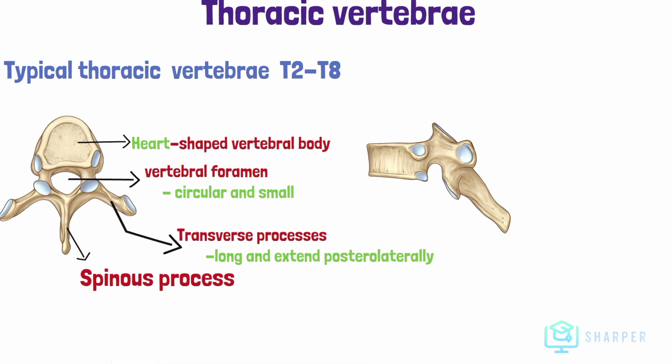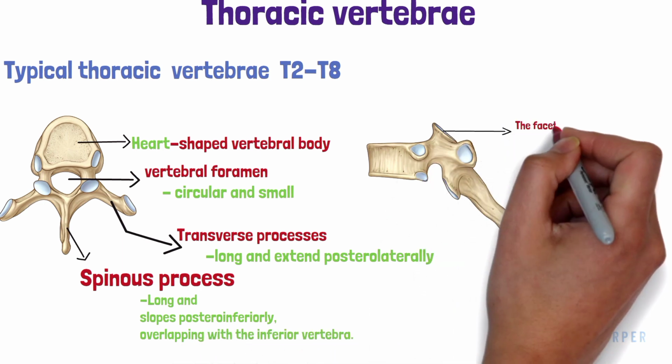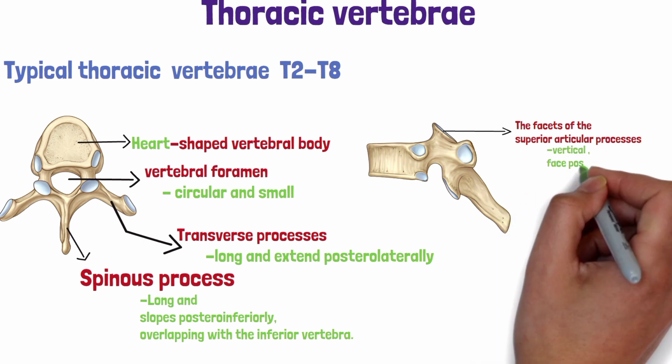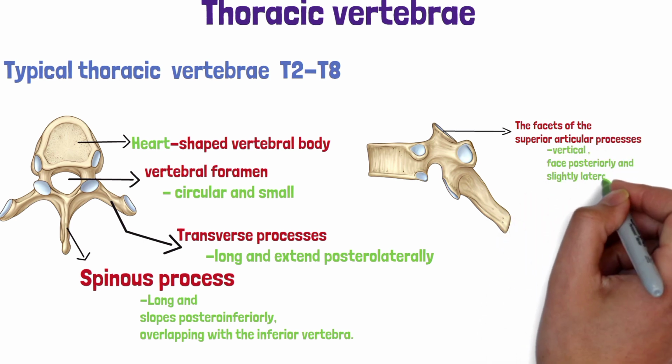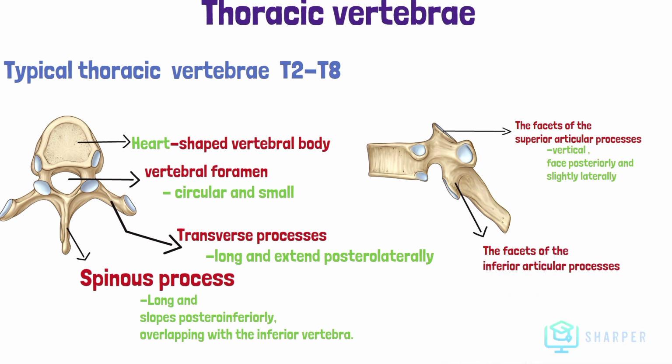The spinous process of a typical thoracic vertebra is long and slopes posterior-inferiorly, overlapping with the inferior vertebra. The facets of the superior articular processes are nearly vertical and face posteriorly and slightly laterally, while the facets of the inferior articular processes are also nearly vertical but face anteriorly and slightly medially.